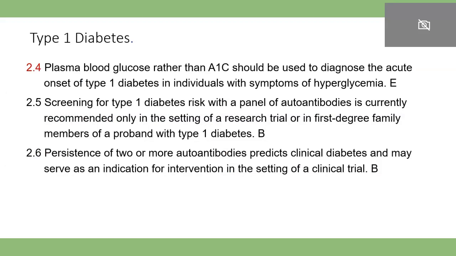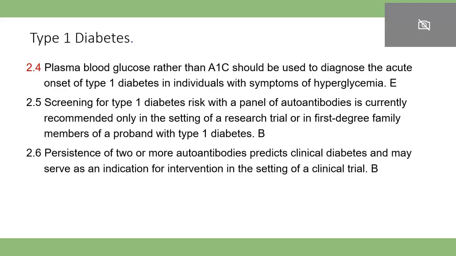All right, so back to type 1 diabetes. Your plasma glucose, rather than your A1C, which I mentioned before, is the best way to diagnose the acute onset. You will get an A1C, and you know it's probably going to be high. Screening for type 1 diabetes risk with a panel of autoantibodies is recommended only in the setting of a research trial or in a first-degree family member of a proband with type 1 diabetes. So really, there's no screening recommendation unless you have a first-degree relative with type 1 diabetes. And if the family member is a proband, like they had genetic testing, I would still get the genetic testing done or get more autoantibody testing.